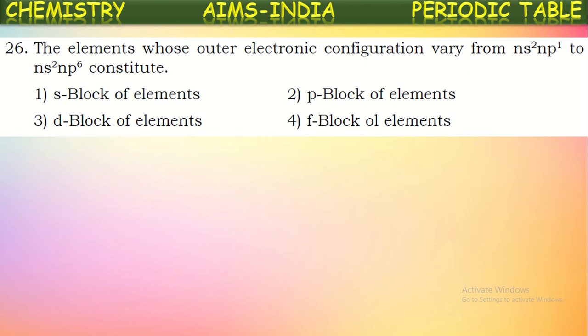Next one. The elements whose outer electronic configuration varies from ns2 np1 to ns2 np6. If you observe in these generalized configurations, the last or valence electron is present in the p subshell. The elements for which the differentiating electron is present in the p subshell are known as p block elements. So all these elements will come under p block elements.